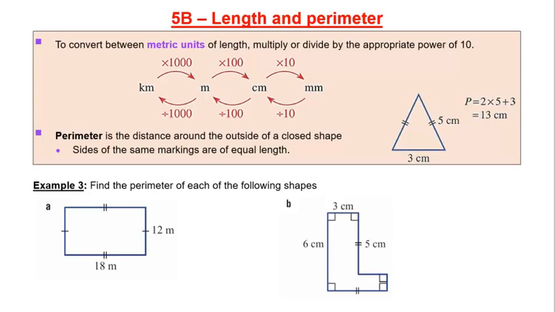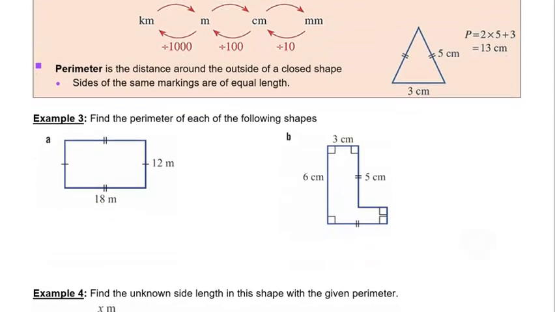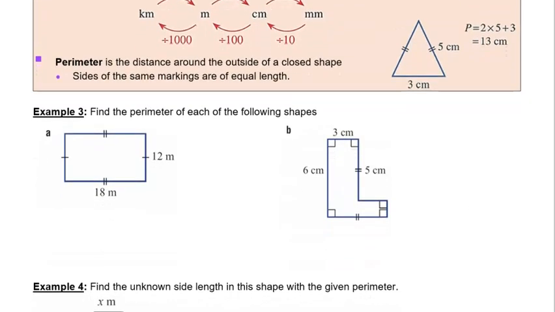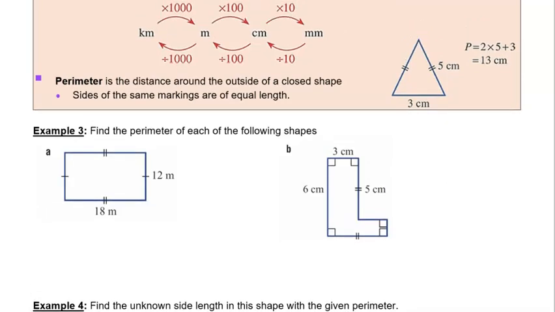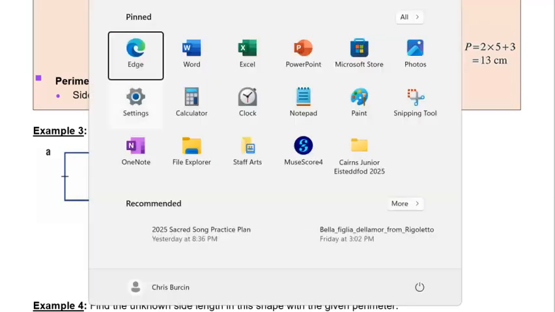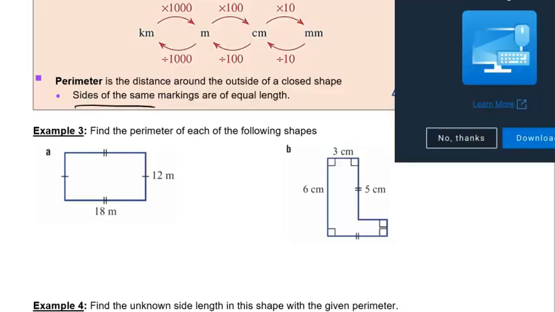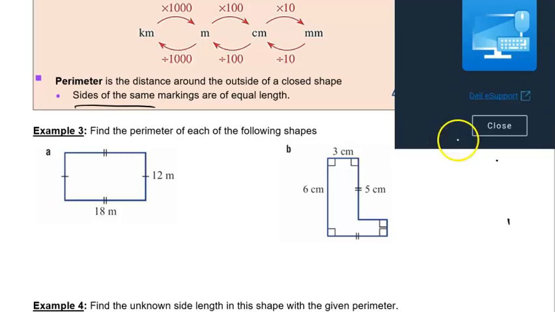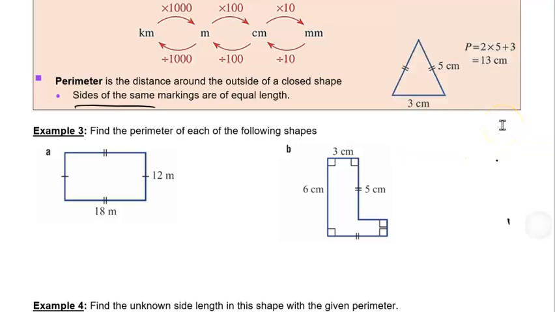So perimeter is the distance round the outside of a closed shape. Perimeter has a special name when it's a circle, but for any other kind of closed shape, we call it perimeter. Sides with the same markings will have symbols like these. So if I know that that side is 5 centimeters, then I know that that side is also 5 centimeters.